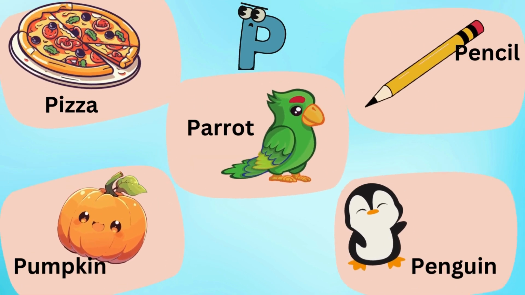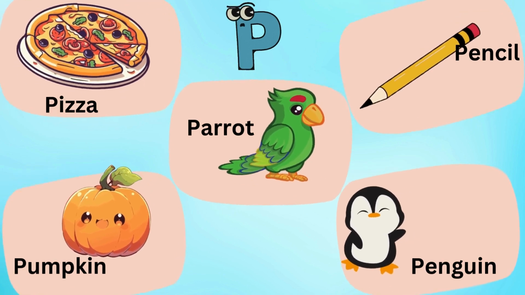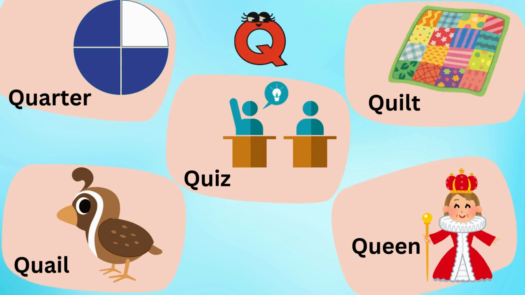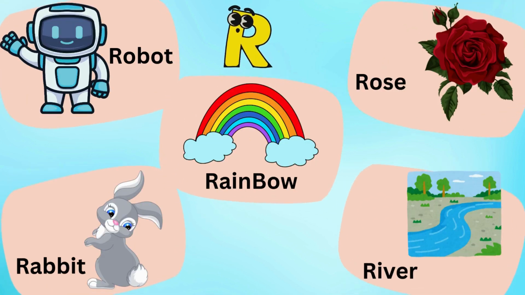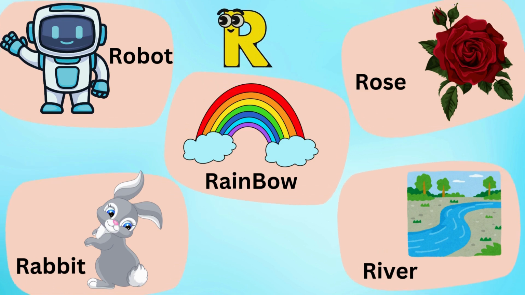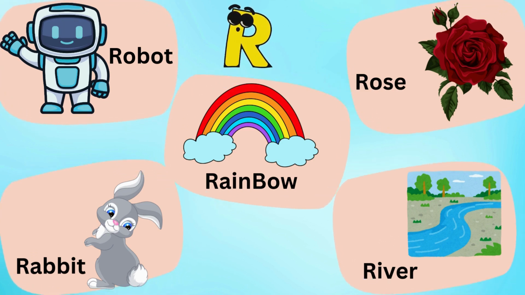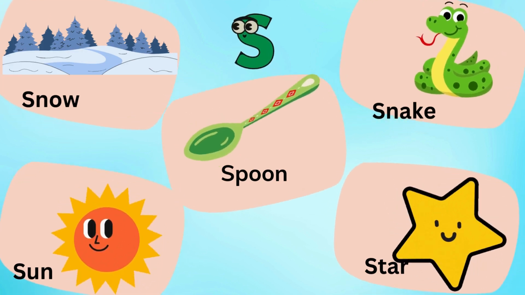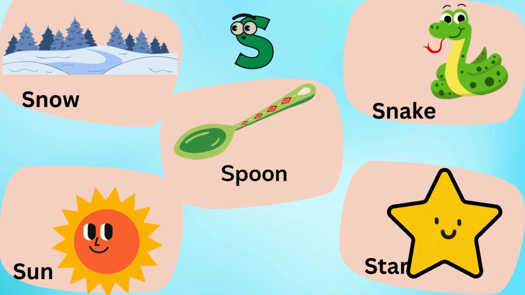P is for penguin, pencil, pizza, pumpkin, and parrot. Q is for queen, quilt, quail, quarter, and quiz. R is for rabbit, rainbow, river, robot, and rose. S is for sun, star, snake, snow, and spoon.